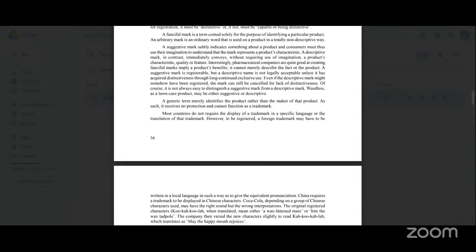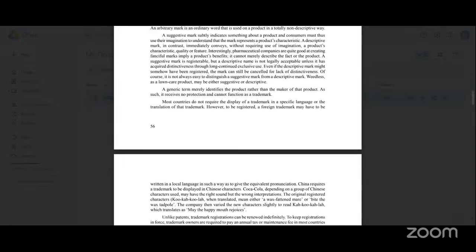There is also a suggestive mark. What does it do? It subtly indicates something about a product, and consumers thus use their imagination to understand that the mark represents a product's characteristic. Another variation of this is a descriptive mark, which in contrast immediately conveys its meaning without requiring the use of imagination. It is out there, it is very clear. It highlights a product's characteristic, quality, or feature for wide acceptance and understanding.